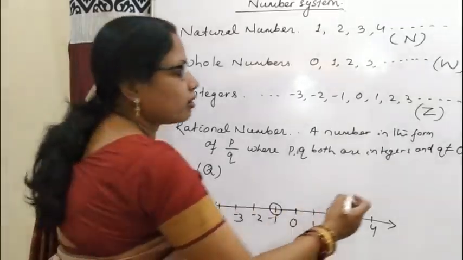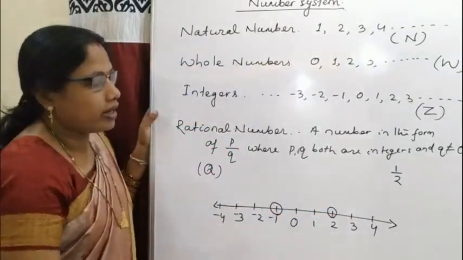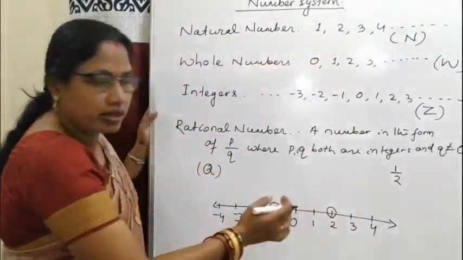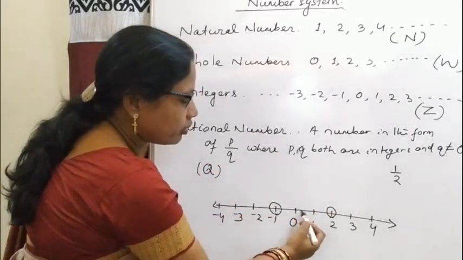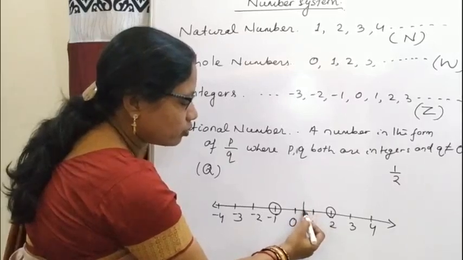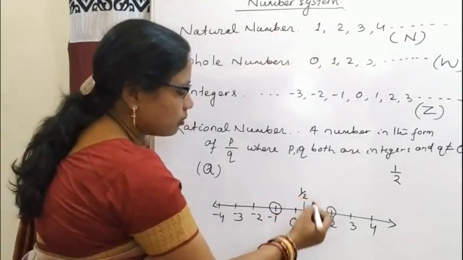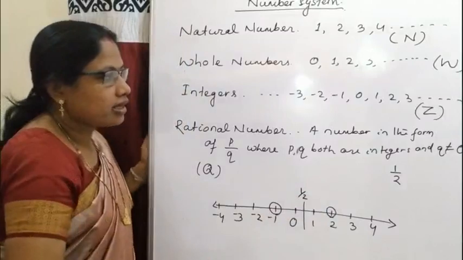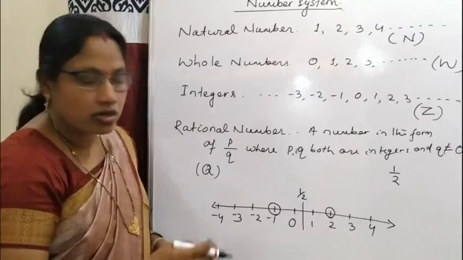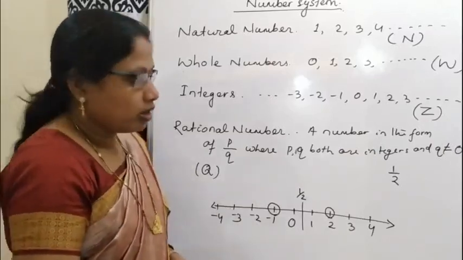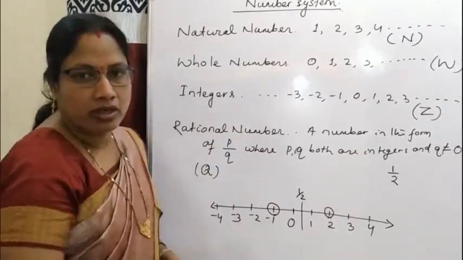Let a rational number 1 by 2, we have to represent it on a number line. So 1 by 2 is greater than 0 and less than 1. So here we have to divide in between 0 and 1, we have to make them 2 parts. So this is 1 by 2. So like this you can represent any number, either natural number, whole number, integers or rational number on a number line. So let us solve some problems to recall our previous knowledge.